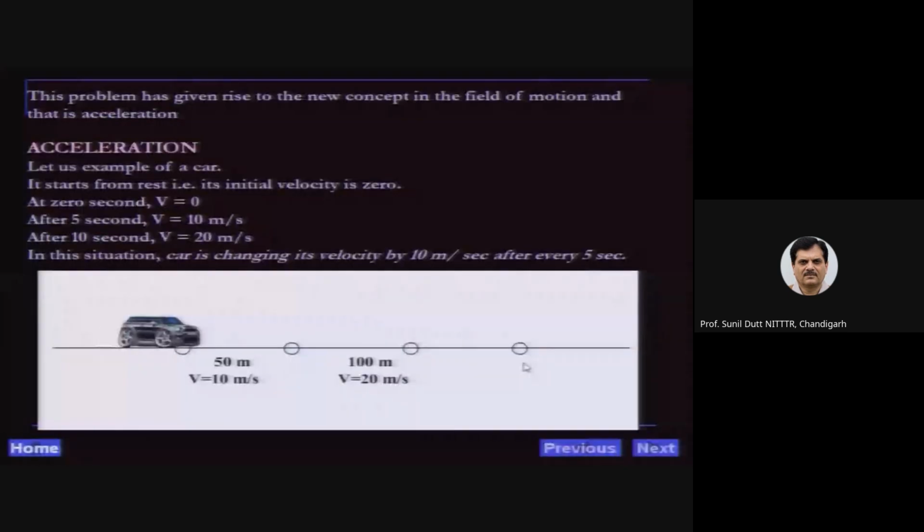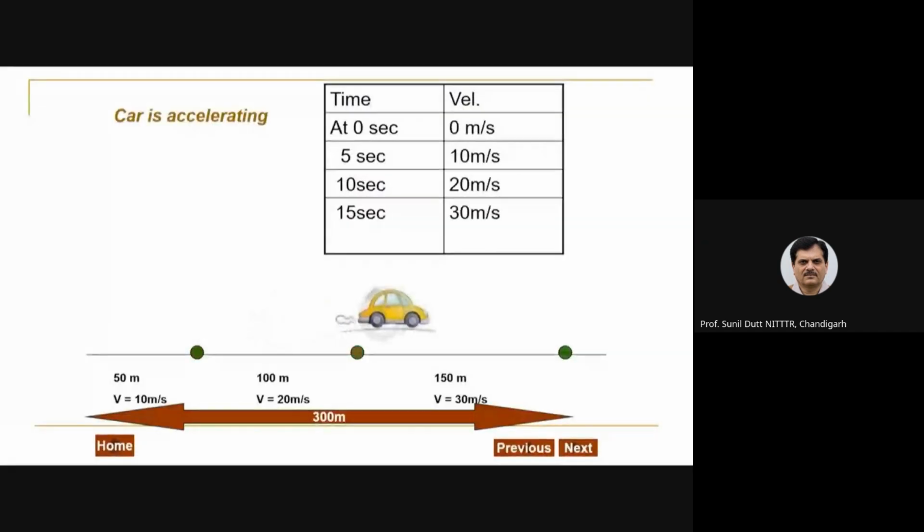Next slide. This problem has given rise to a new concept in the field of motion, and that is acceleration. So what is acceleration? Let us take an example of a car. It starts from rest, that is, its initial velocity is 0. At 0 seconds, v is 0. After 5 seconds, v is 10 meter per second. After 10 seconds, it is 20 meter per second. In this situation, the car is changing its velocity by 10 meter per second after every 5 seconds. Now the car is accelerating.